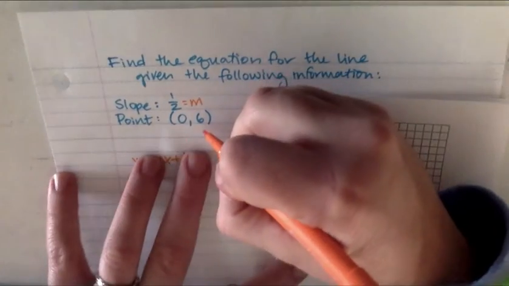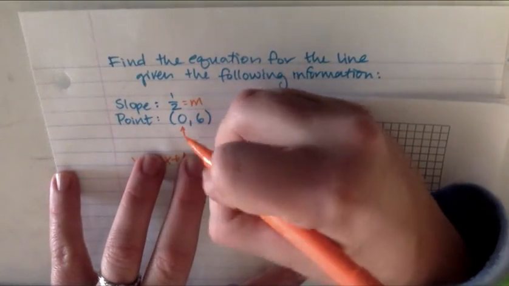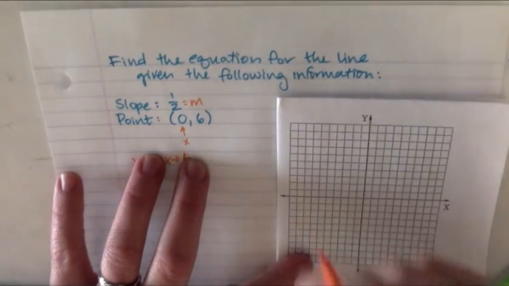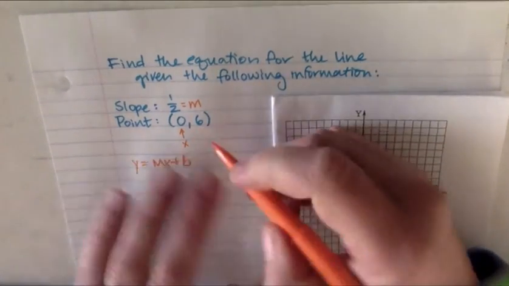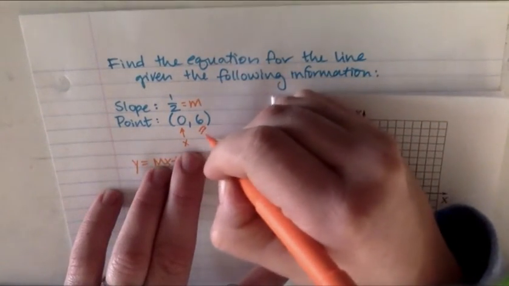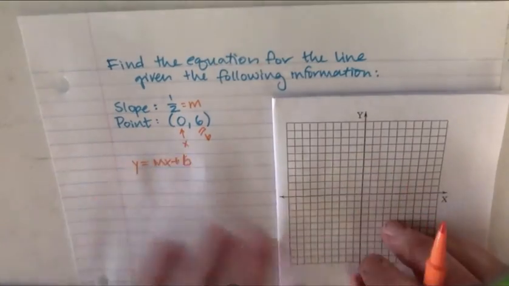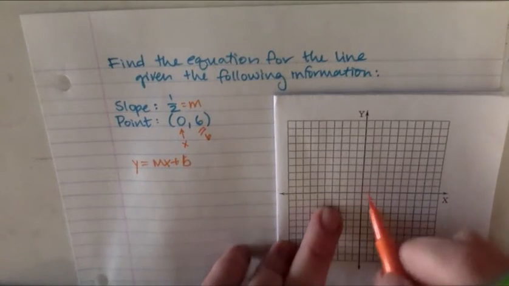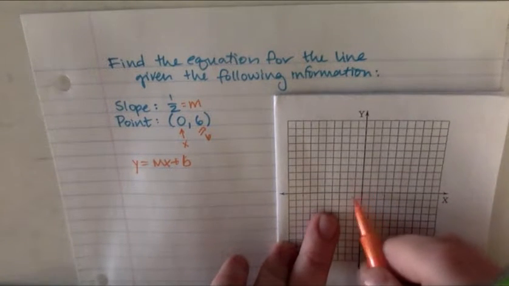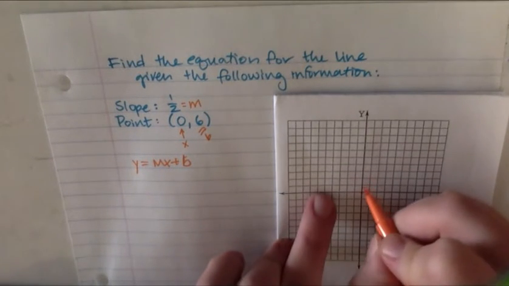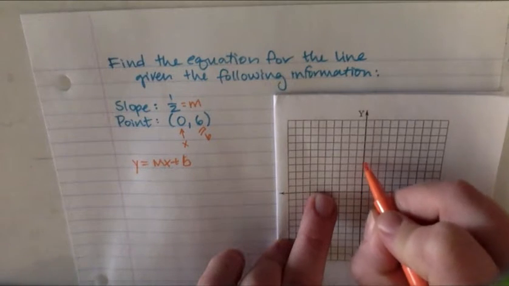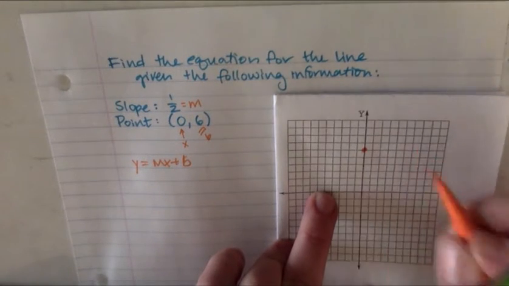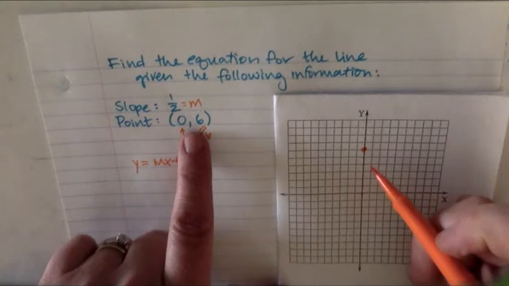If we look at this point, if we have a point where the x is equal to 0, that means we have found our y-intercept. So that is our b. If I were to graph it, this point (0, 6), on the x-axis I'm not going anywhere, and I'm just going up 6. 1, 2, 3, 4, 5, 6. So I have, quite literally, the y-intercept right here.